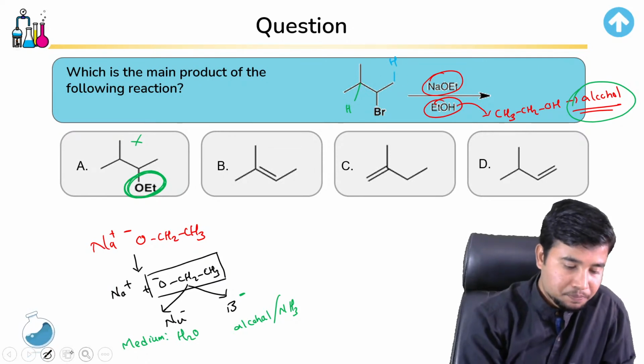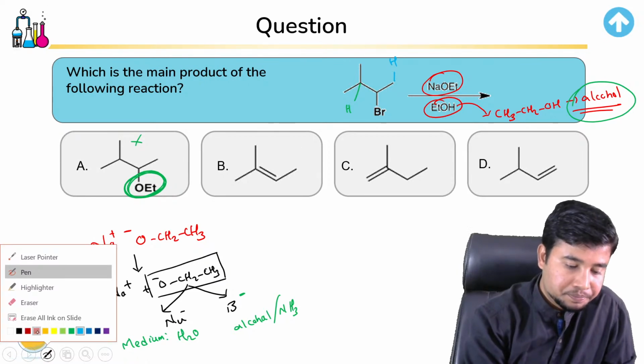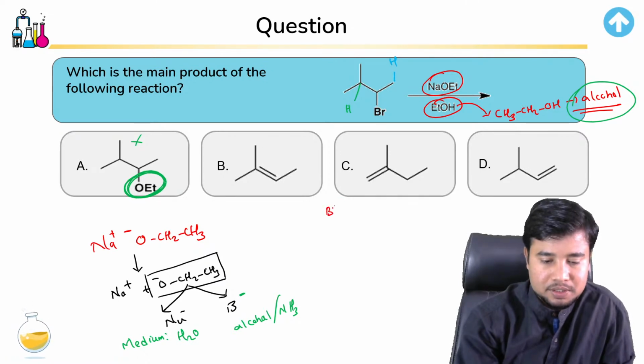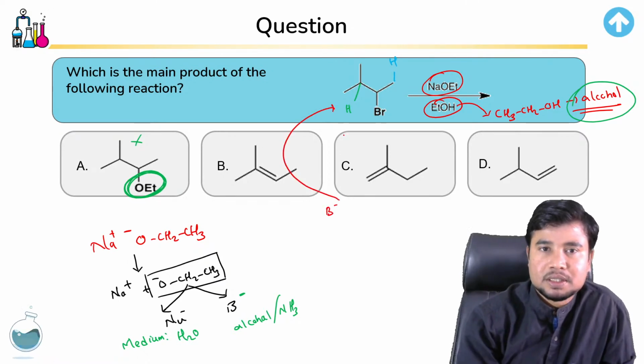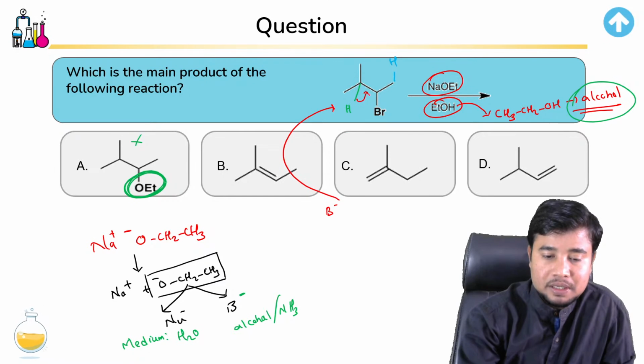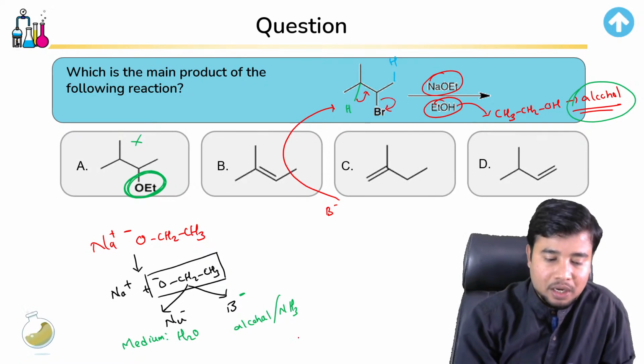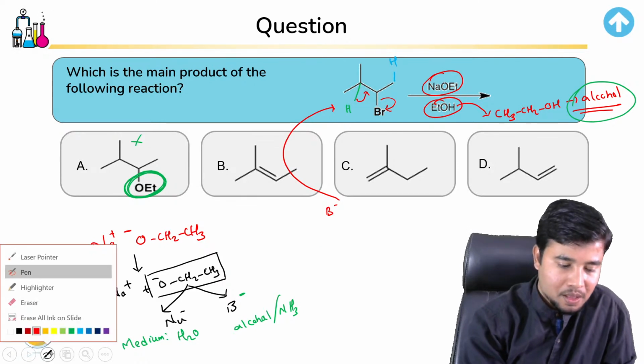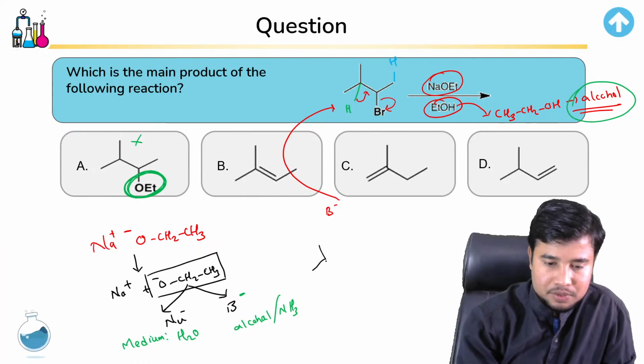So let us say the green hydrogen goes first by the action of a base. What this base does is it abstracts that proton, makes the double bond, Br leaves. And what product does it give you? Let us just make it over here. It simply gives us a double bond over here.